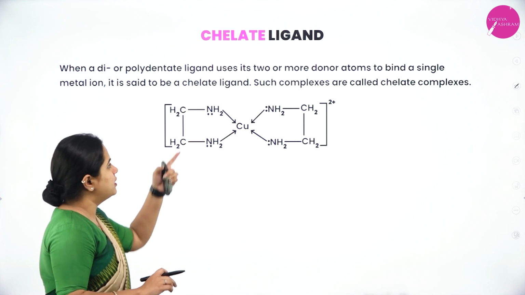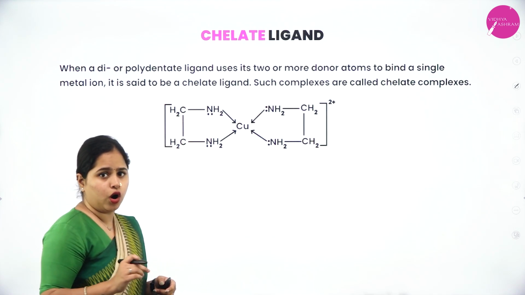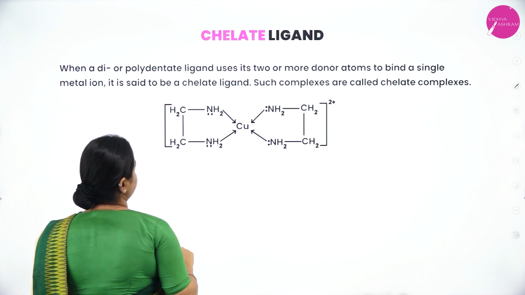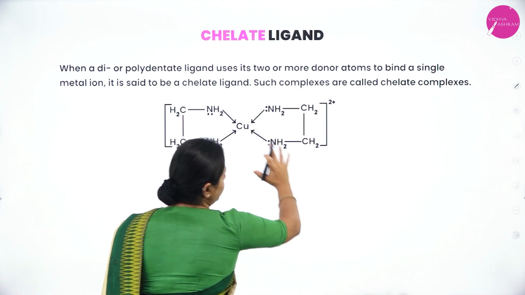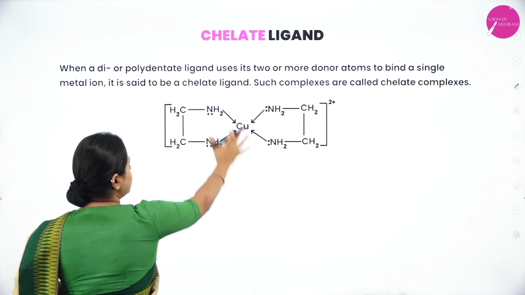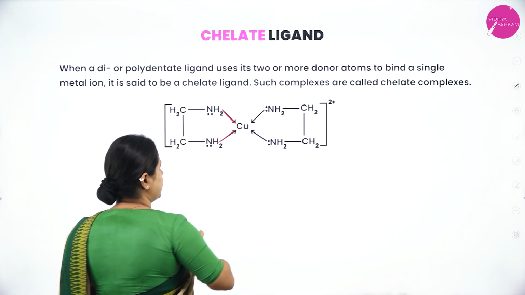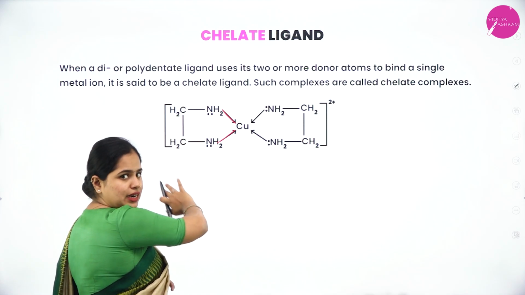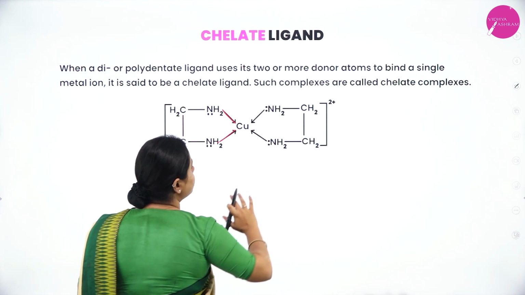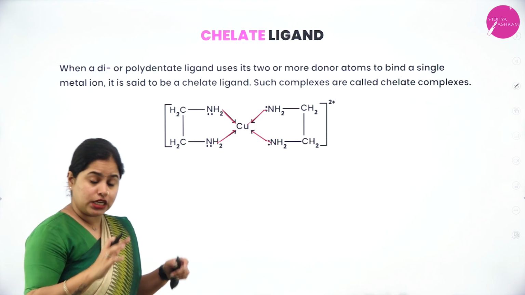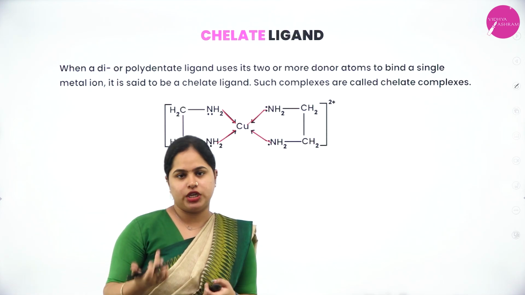For example, this is a didentate ligand which I have already studied, which is ethylene diamine, right? CH2NH2, CH2NH2. And here is another molecule of ethylene diamine. Using the 2 donor atoms of one ethylene diamine and the 2 donor atoms of another ethylene diamine, it is forming bonds with the central metal atom. Such complexes are called, yes, chelate complexes.